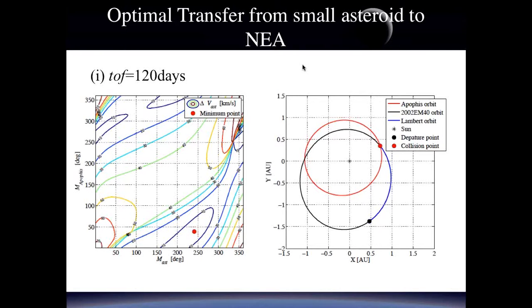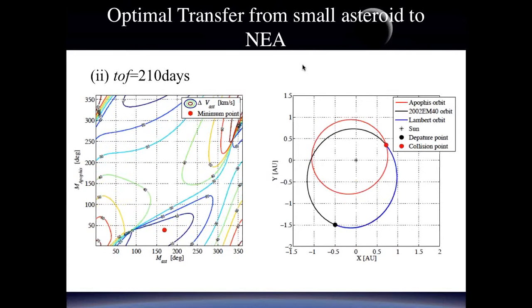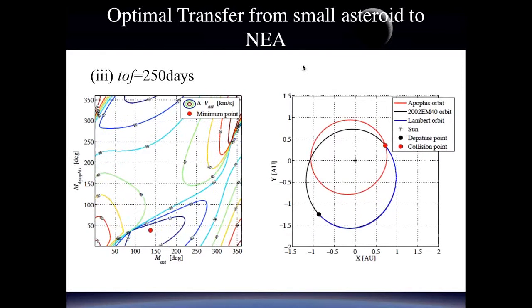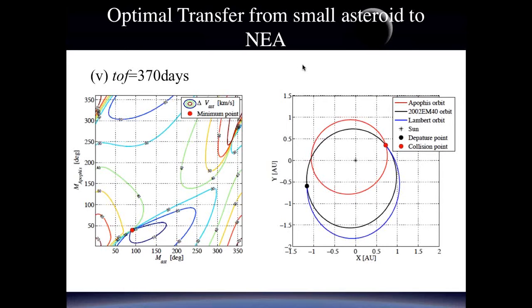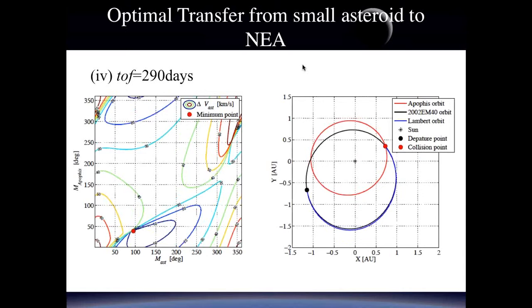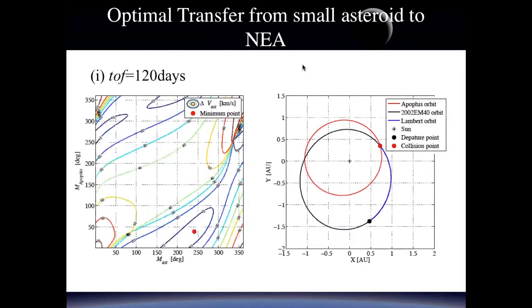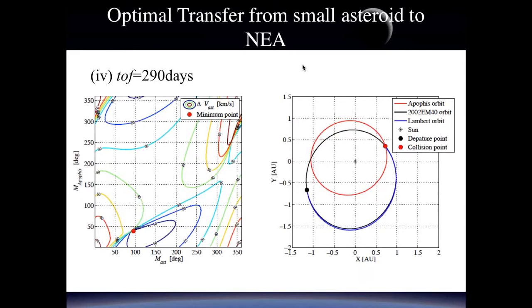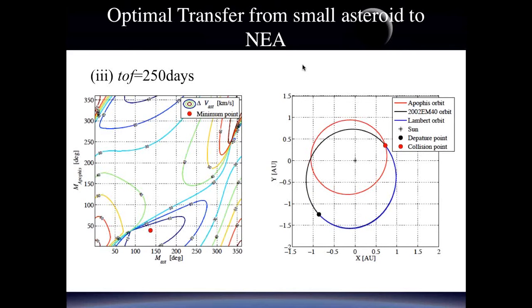And please see the left figure and the red point in this figure. By changing the time of flight, the red point converges to some point. But by changing the time of flight, the red point moves parallel to the horizontal axis, which means the collision point does not change by increasing the time of flight.